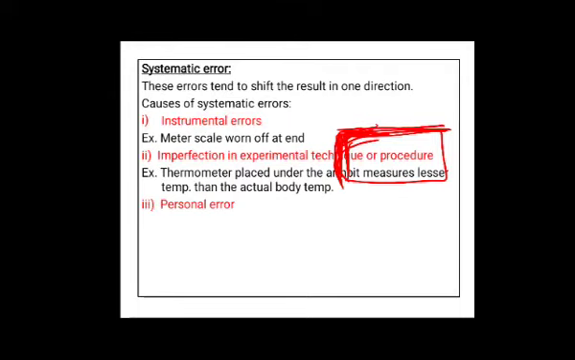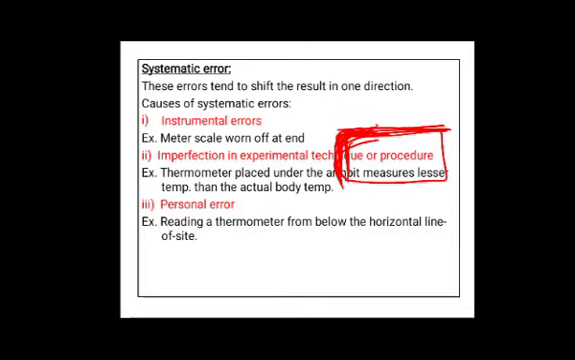Now the third cause is personal error. Personal error is very simple. Say when I measure the quantity with the help of a measuring instrument, again I have to follow the proper method. Say, reading a thermometer from below the horizontal line of sight. When you see the thermometer, you can see the lines there. You have to hold the thermometer in a proper method and then see the temperature.